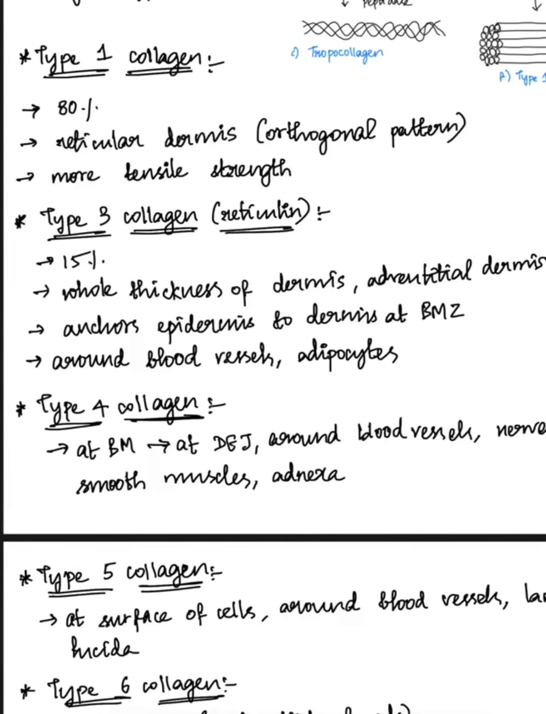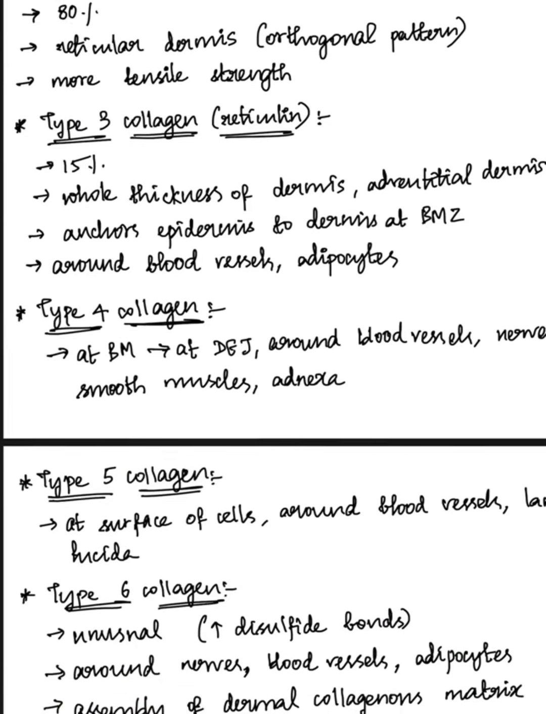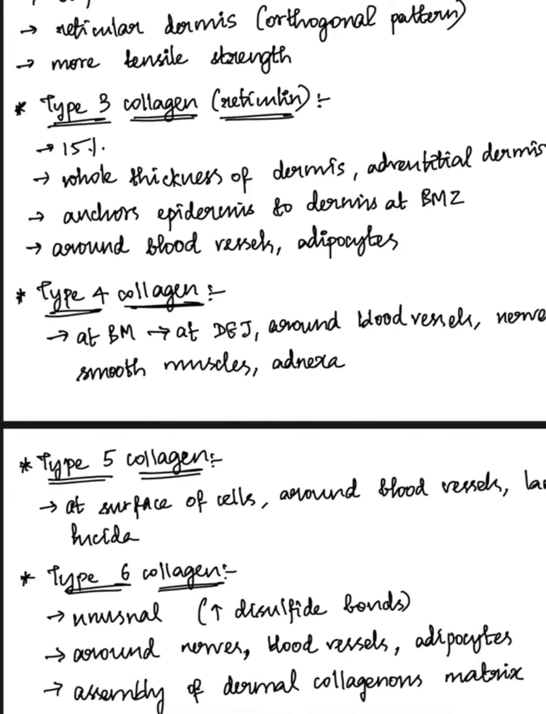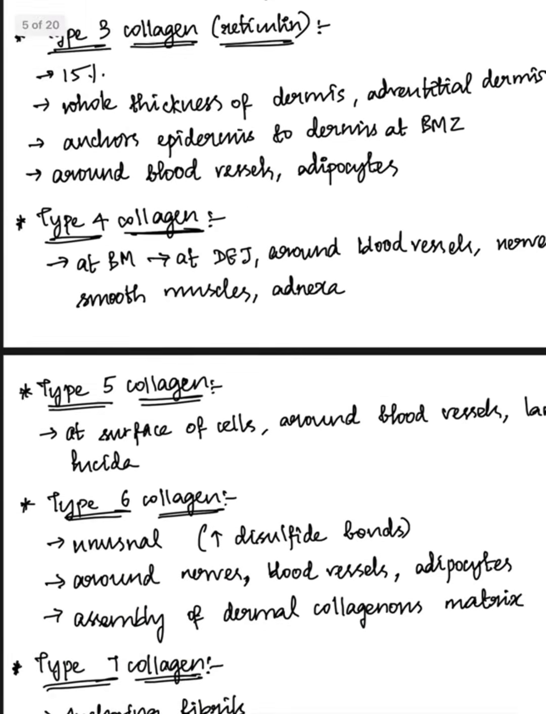Then type 3 collagen, which was previously called reticulin, occupies only about 15%. It is present usually in the whole thickness of dermis, but mainly it occupies the adventitial dermis, and it is present around blood vessels and adipocytes also. Its main function is anchorage of epidermis to dermis at the basement membrane zone. Next is type 4. It is present at the basement membrane junction, around nerves and smooth muscles also.